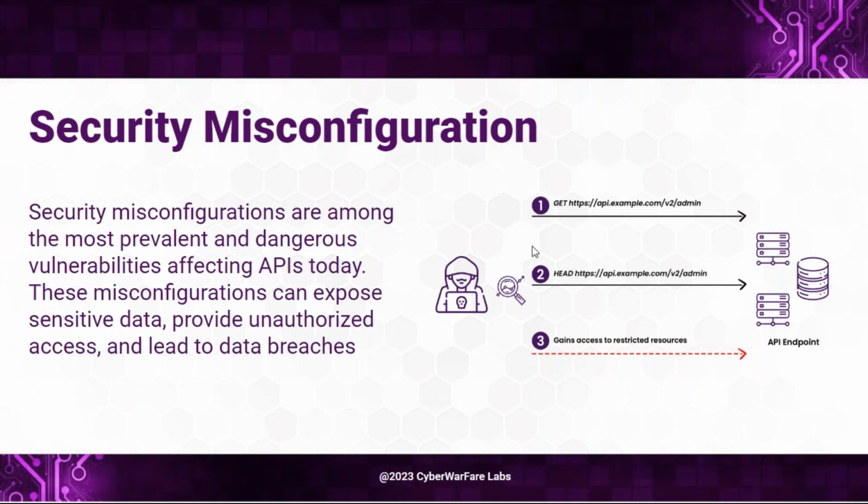See in the diagram, the attacker requests the admin page. He changes the request method to the GET method. This misconfiguration leads to gaining access to restricted resources. Here, the main vulnerability is misconfiguration in headers.